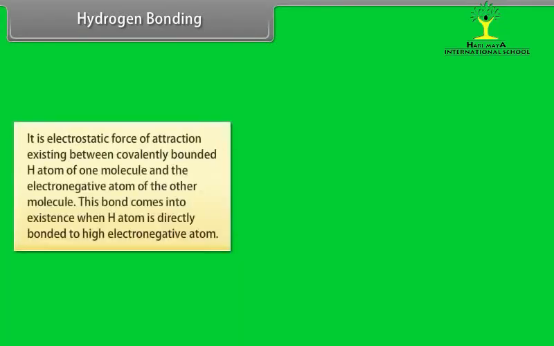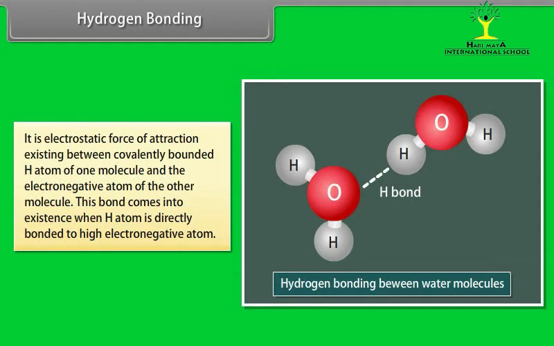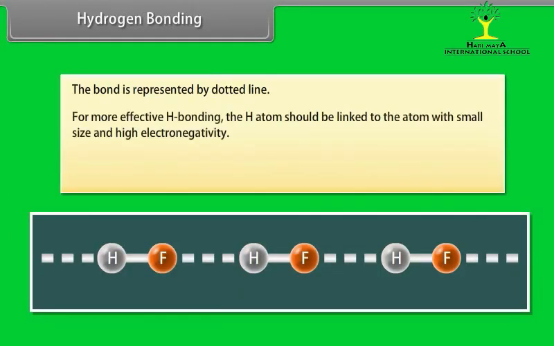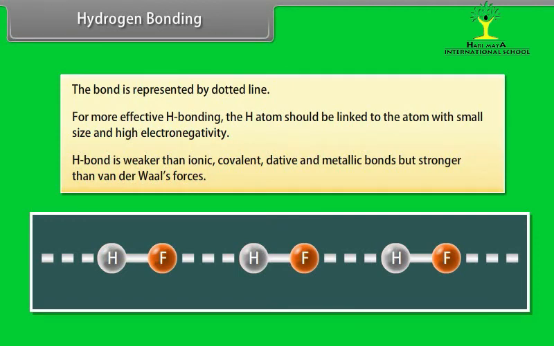Hydrogen bonding. It is electrostatic force of attraction existing between covalently bonded hydrogen atom of one molecule and the electronegative atom of the other molecule. This bond comes into existence when hydrogen atom is directly bonded to a highly electronegative atom. The bond is represented by a dotted line. For more effective hydrogen bonding, the hydrogen atom should be linked to an atom with small size and high electronegativity. Hydrogen bond is weaker than ionic, covalent, dative and metallic bonds, but stronger than van der Waals forces.